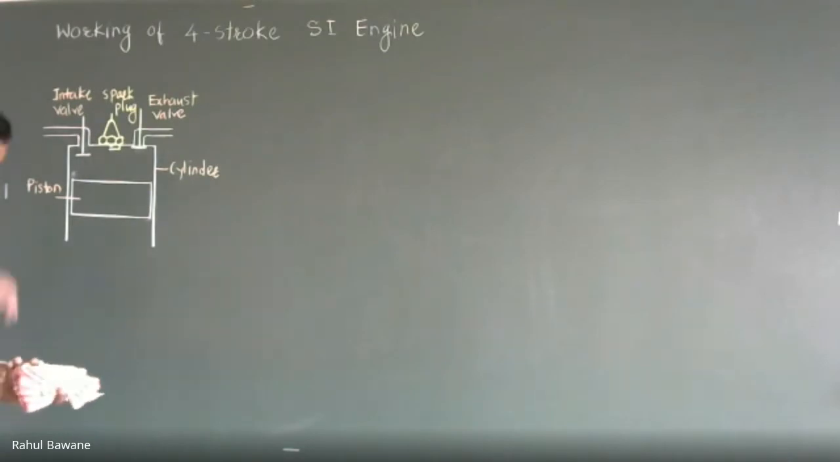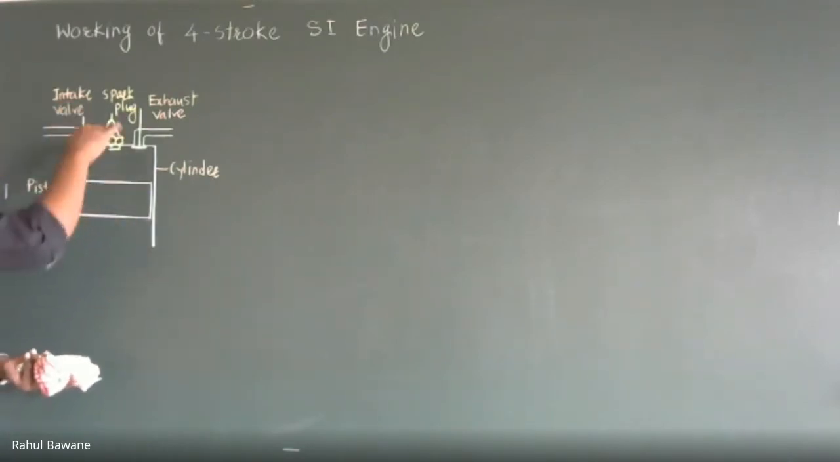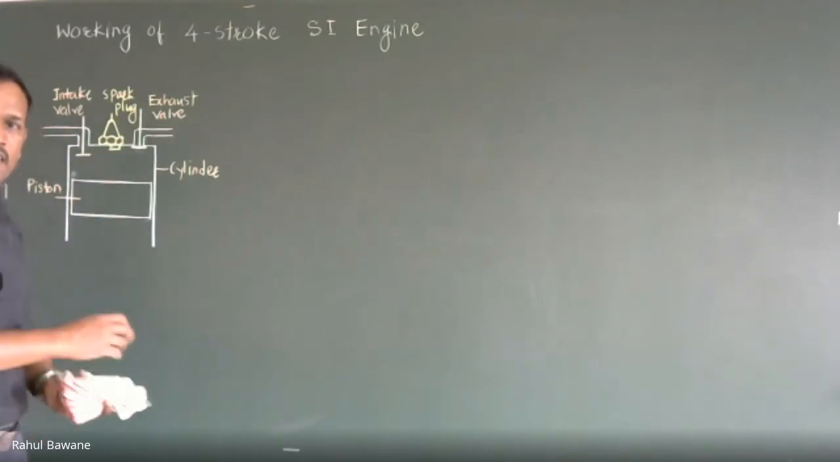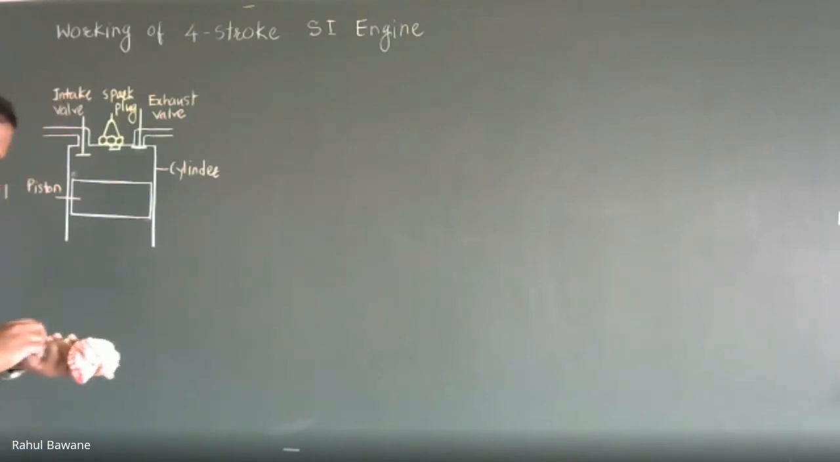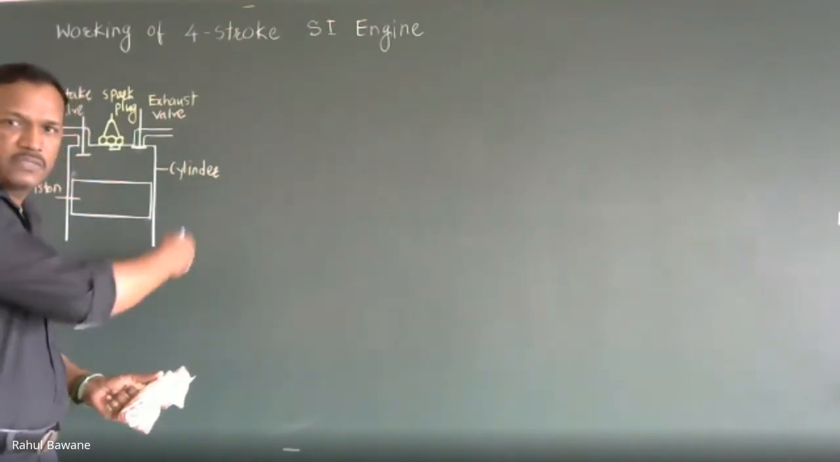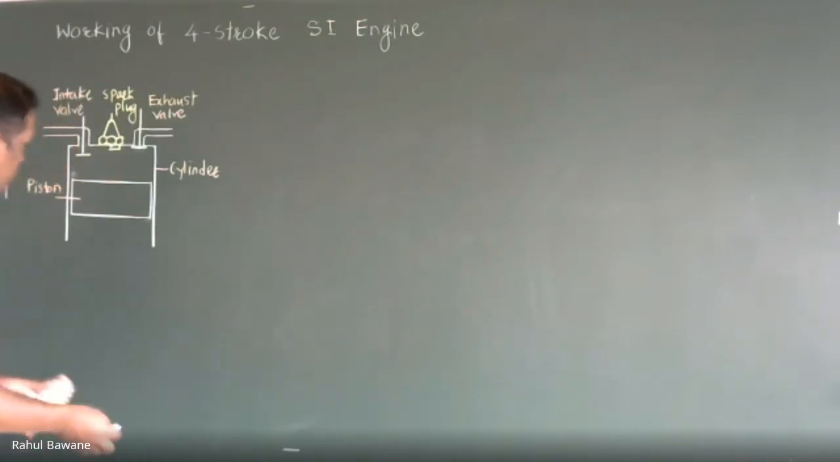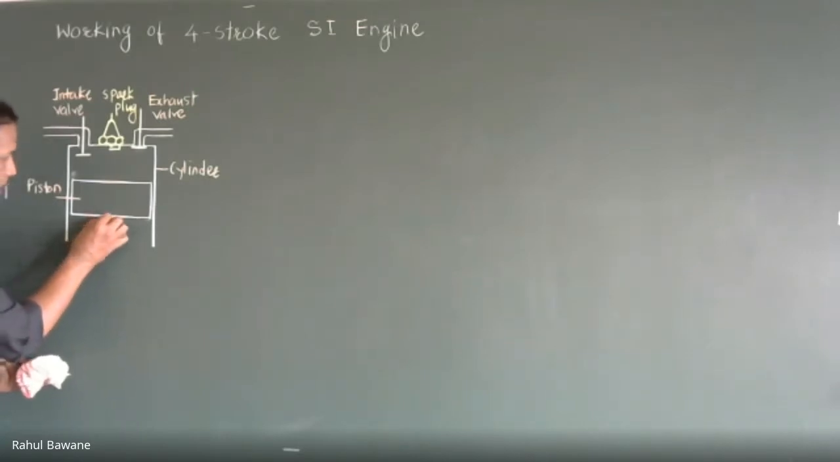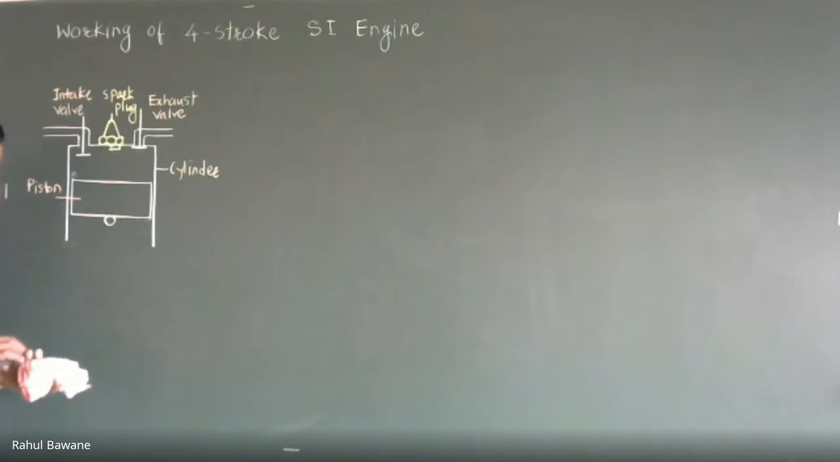Now the piston can move or slide inside the cylinder in upward and downward motion only, but our vehicle requires a rotary motion, so we have to draw a crankshaft. The crankshaft is the part which converts the reciprocating motion of the piston into rotary motion. So how to draw that? Whatever the piston center is, just draw a small circle. This is the piston center, so I draw one small circle.